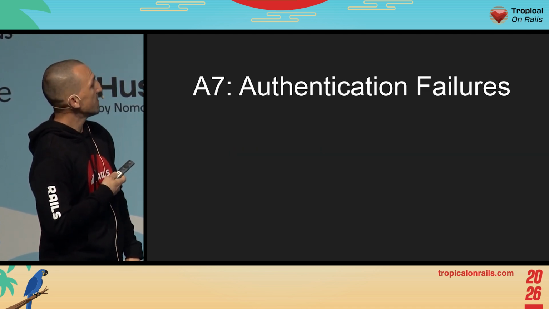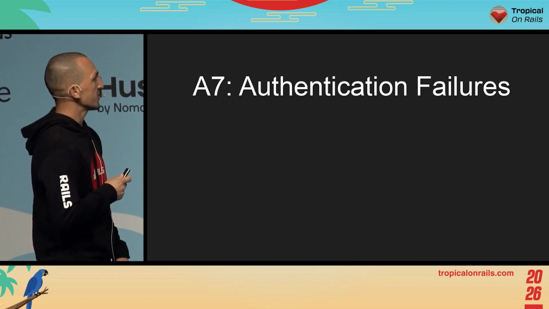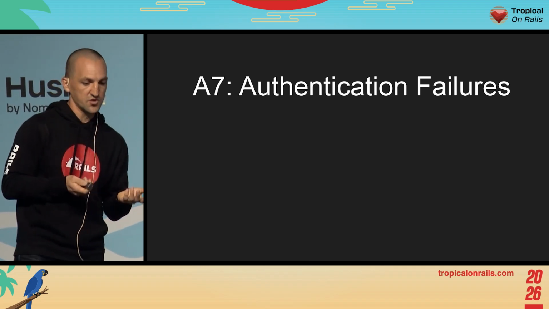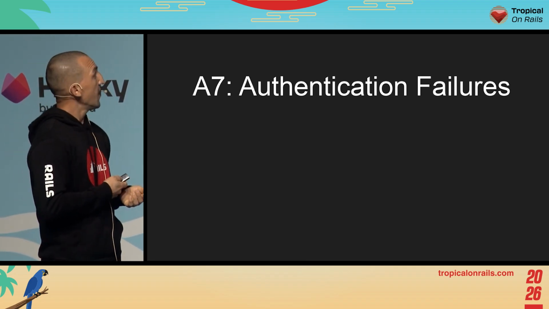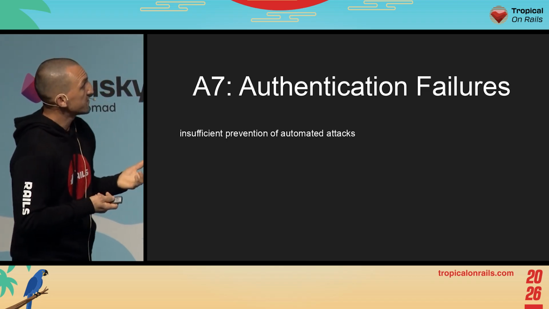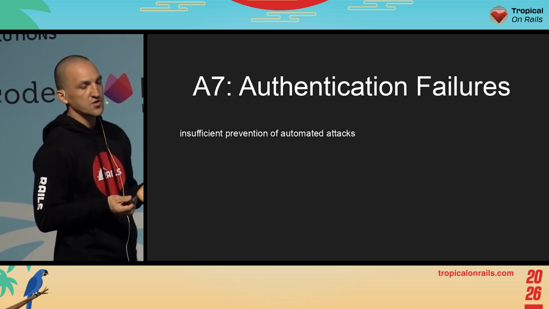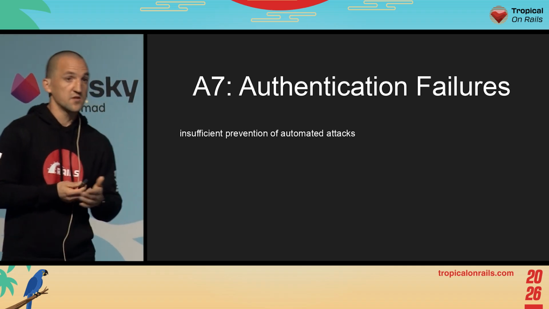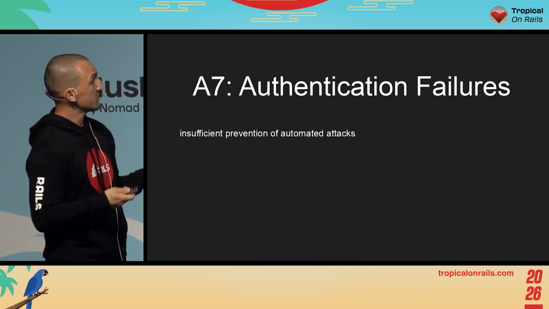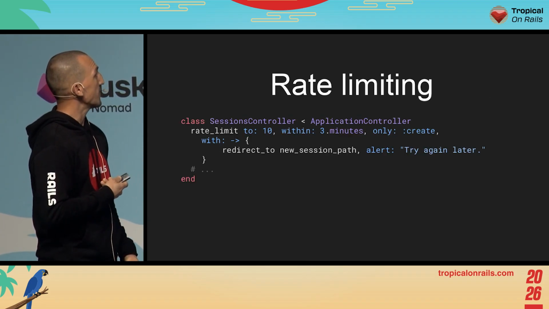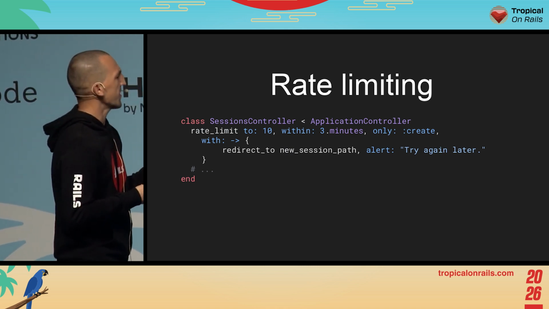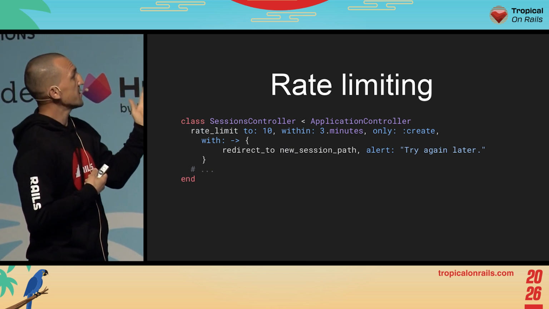And this next one is really relevant for Rails applications, because almost all Rails applications have some sort of authentication. And there's a bunch of things I'm going to cover here. The first of such issues is the insufficient prevention of automated attacks. For instance, credential stuffing, brute forcing. But again, the good news, Rails has got your back here. We have a built-in rate limiter since Rails 7 or 8, I think 8. And it's pretty easy to use.